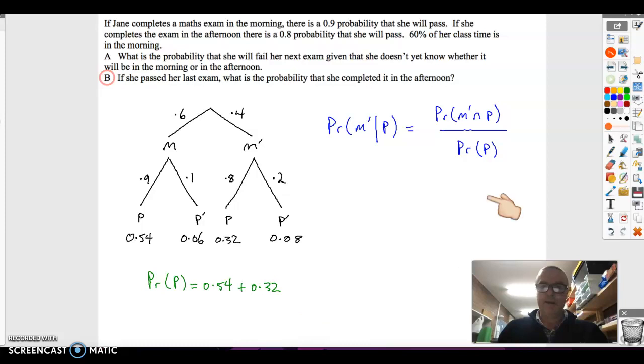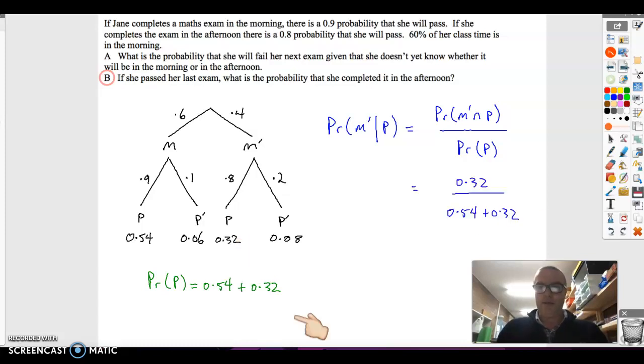That intersection at the top, there's two ways that she can pass. This is the bottom, this is the denominator. What's the probability that she will pass? 54% of the time it will be in the morning, and 32% of the time it will be in the afternoon. So those two percentages together will give us the probability that she passes. And we can see the intersection right here at 0.32.